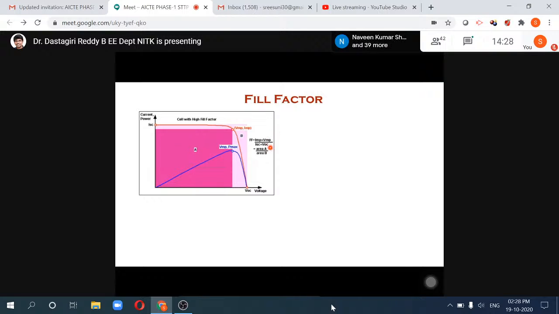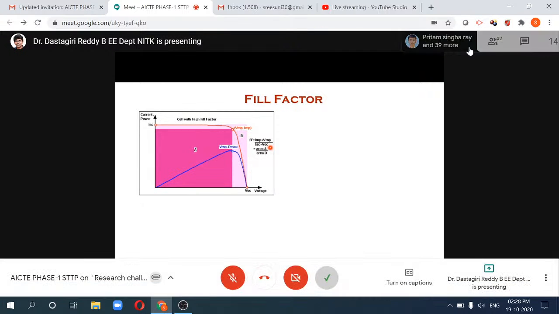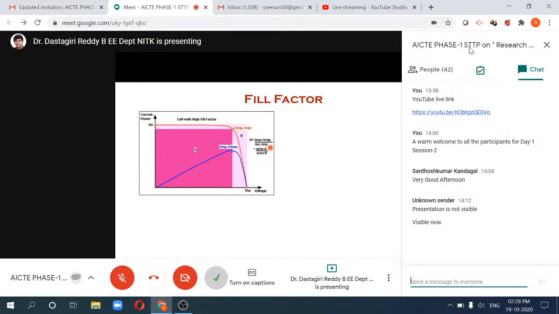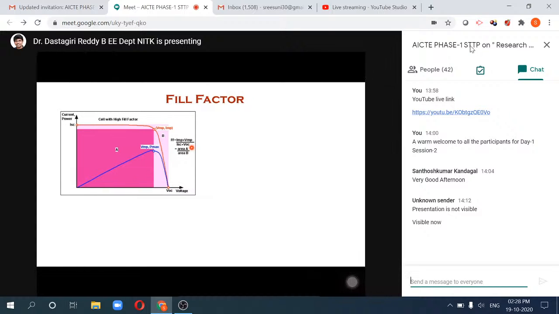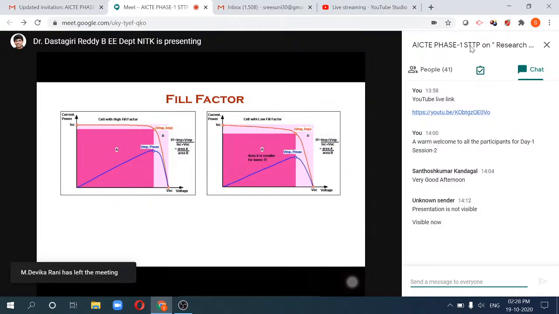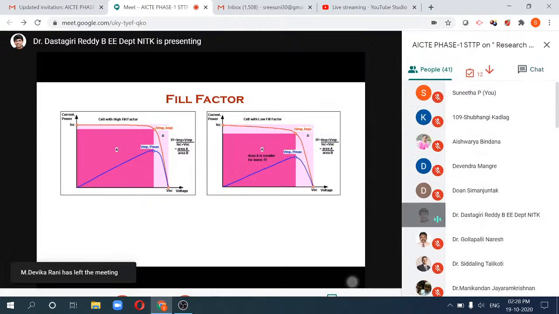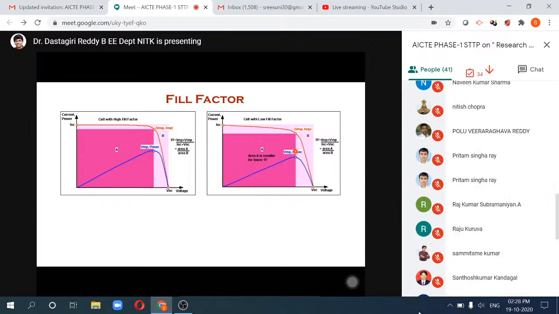If there is a huge difference between open circuit voltage and VMP or ISC, then that is not a good panel, because the fill factor tells you what is the maximum it can give. If the VOC is very high and the VMP is very small, then there is an issue with the fill factor. So you have to be very careful in selecting the PV panel. If the fill factor is very low, you can generate only this much, but it is capable of generating this much.